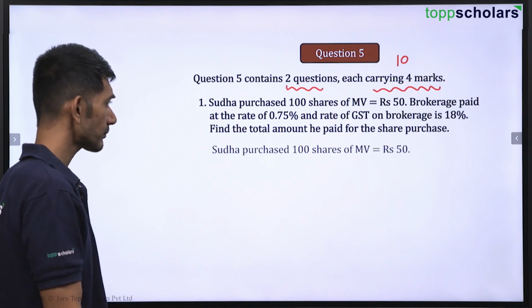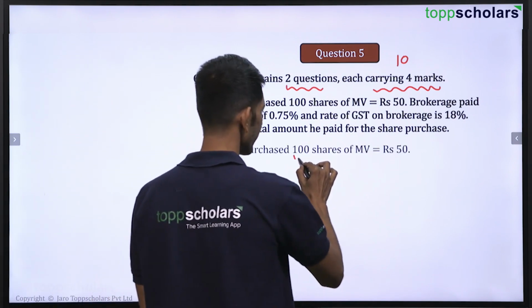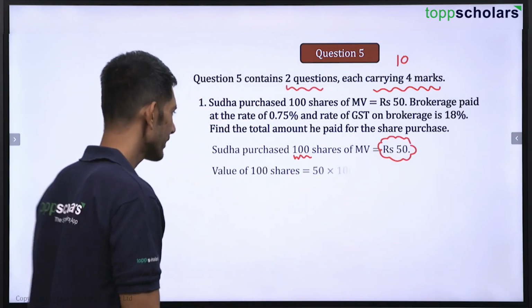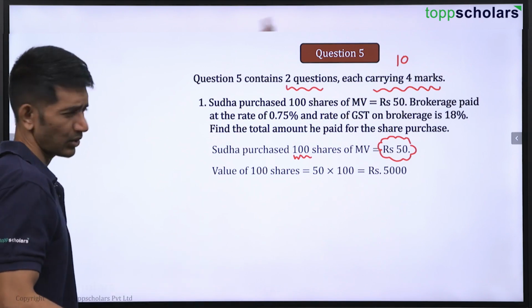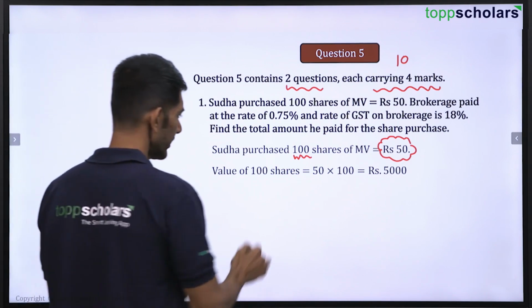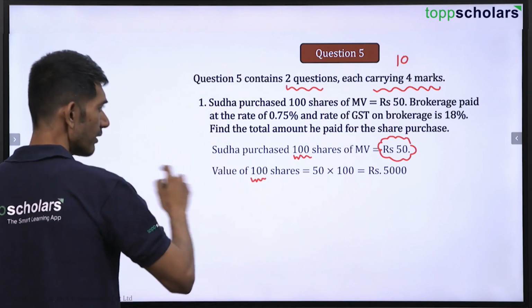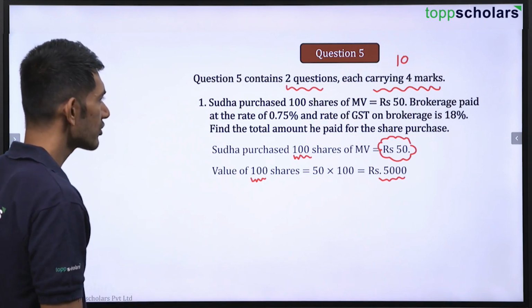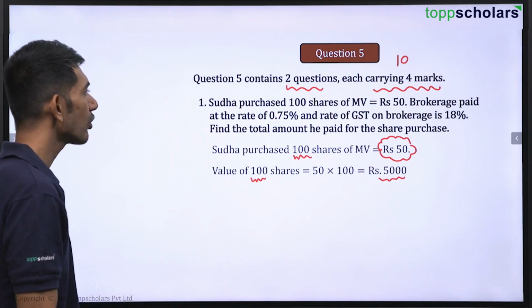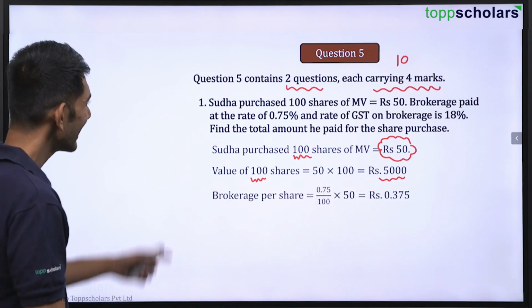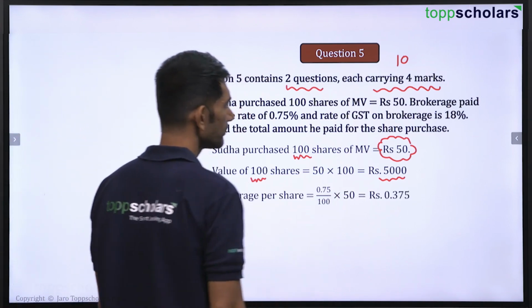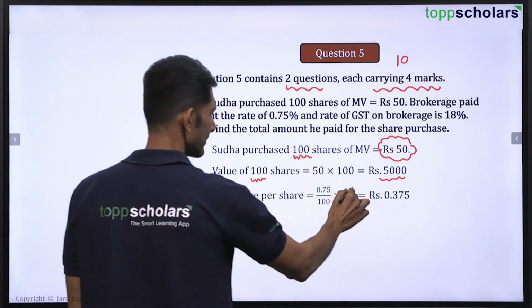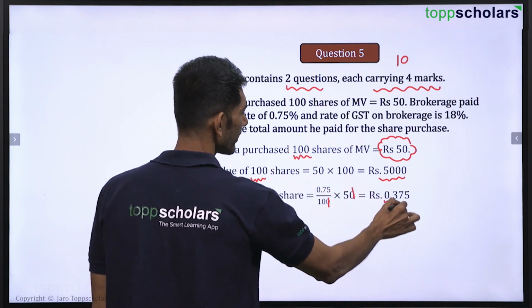So Sudha purchased 100 shares and what is the market value per share? 50 rupees. So can we find out the total investment? So the total investment or total value you can say of the 100 shares is going to be 50 multiplied by 100. That is 5,000 rupees is invested. What is the brokerage paid? The brokerage is paid at the rate of 0.75%. So that is 0.75% of 50. Correct? So what is the brokerage paid? This gets cancelled. Solve it further, you get 0.375.